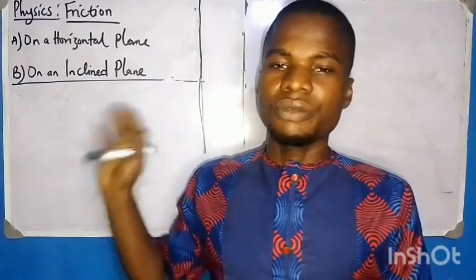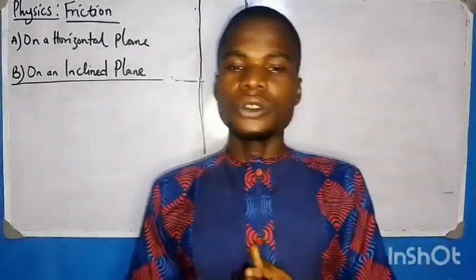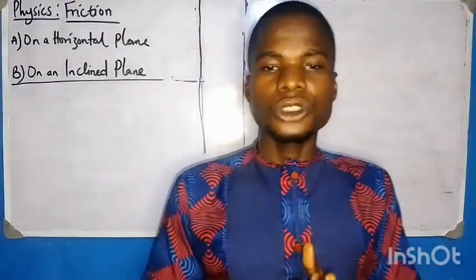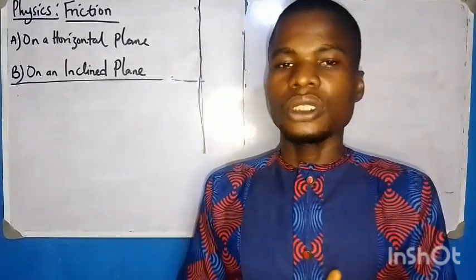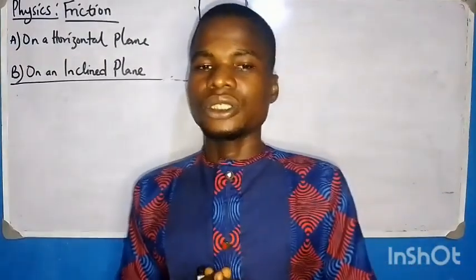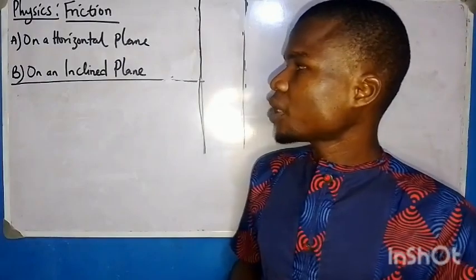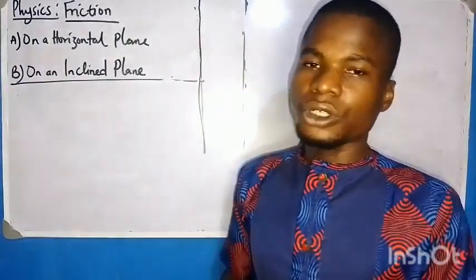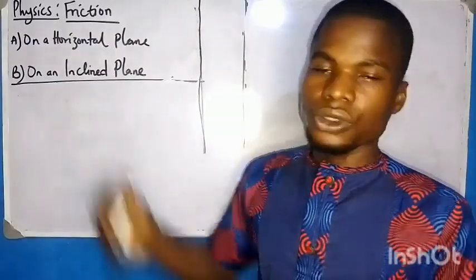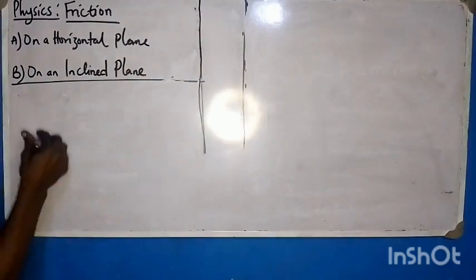Today we want to look at friction in this episode. So friction is the force that opposes the relative motion between two surfaces in contact. It has its advantages and also its disadvantages and its uses. So first we are going to look at the friction on a horizontal plane and also friction on an inclined plane. Let's start with friction on a horizontal plane.